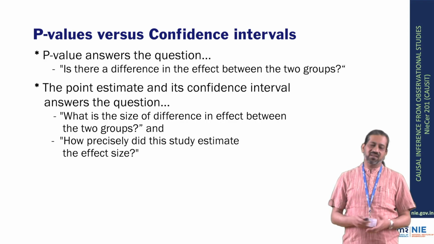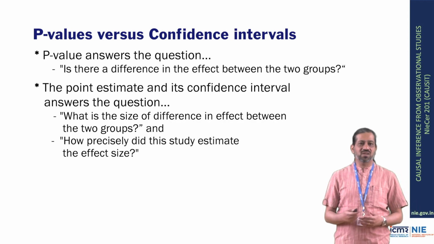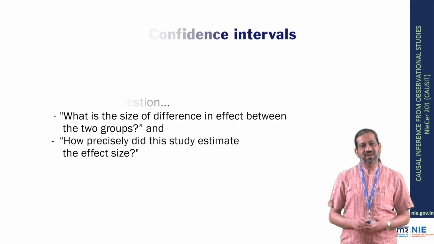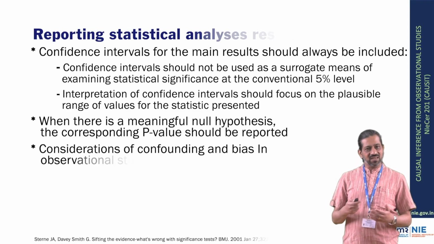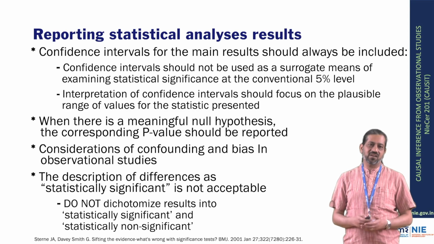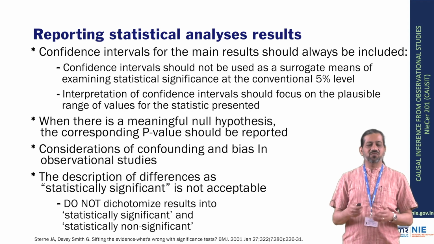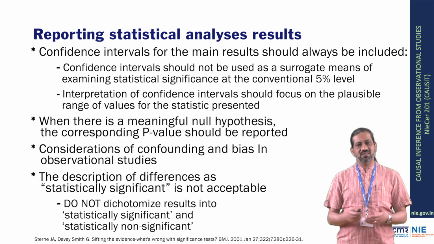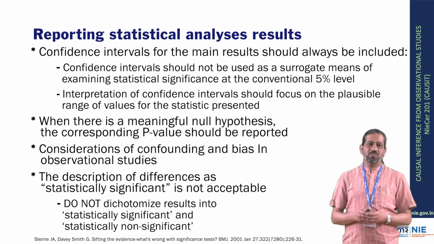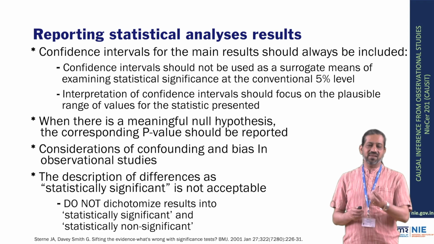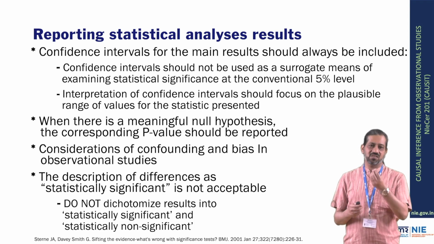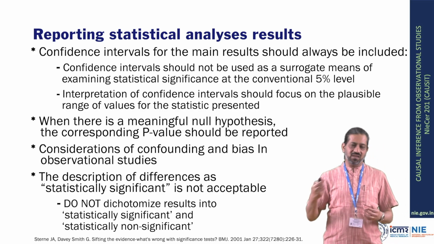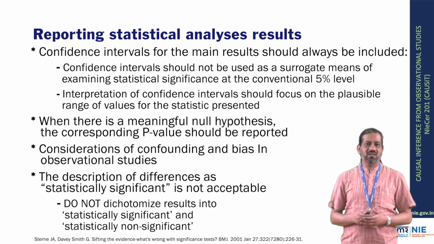There are various guidelines available on how to report the results of your statistical analysis in terms of p-values and confidence intervals. What has been suggested and highly recommended is that we should be using confidence intervals when we report the statistical results. We need to be reporting confidence intervals for the main result, which was the main hypothesis or the main study objective. It doesn't need to be there for each and every measure that we have in the study, number one.